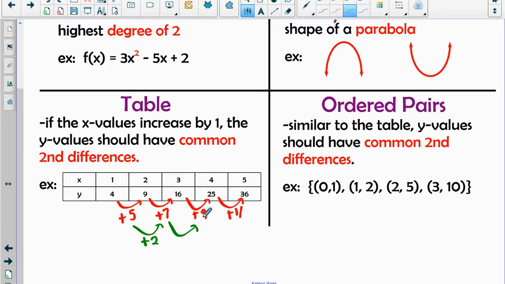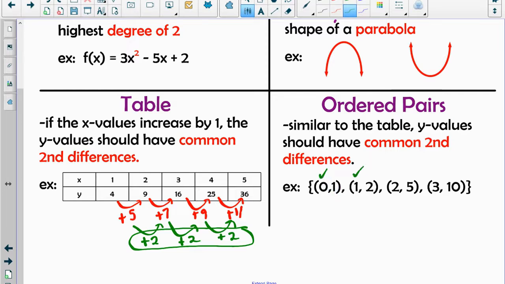To go from an increase of 7 to an increase of 9, that's an increase of 2 more again, since 7 plus 2 equals 9. And from an increase of 9 to an increase of 11, again, we see an increase of 2 more. So here we have second differences that are the exact same number every time. We call those common second differences. And anytime you have that relationship in your y values, that means that your data, your xy pairs, were from a quadratic function.